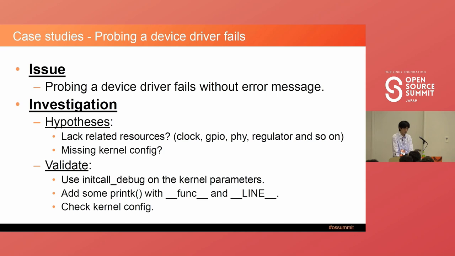Next is probing device driver failures. This is not a real case study, but this can happen in the development process. The hypothesis is lacking related resources like a clock, GPIO, or file, and so on, or a missing kernel config. To validate this, we can use syscall debug and some printk with parameters like these. I like this approach for simple debug investigation. Also, we have to check the kernel config for investigation.